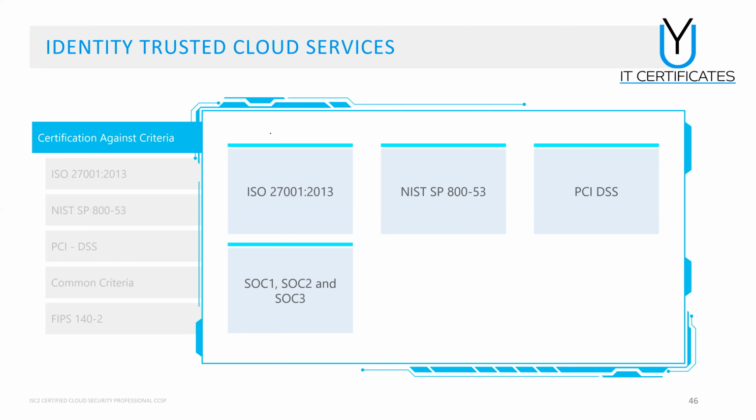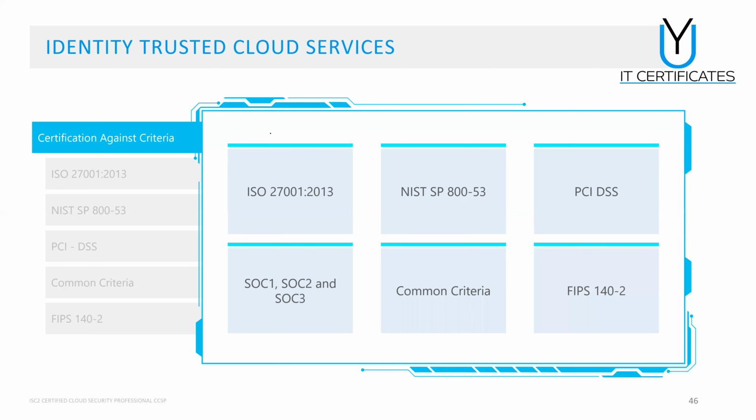SOC 1, SOC 2, and SOC 3 are three types of reports, and these reports give you a status about the cloud service provider. SOC 1 is a financial report. SOC 2 is a technical report. Both of these reports are private because they contain some confidential data. SOC 1 and SOC 2 reports should be exchanged only with customers, partners, vendors, or anyone who will sign an NDA, a non-disclosure agreement. SOC 3 is a public report which can be accessed.